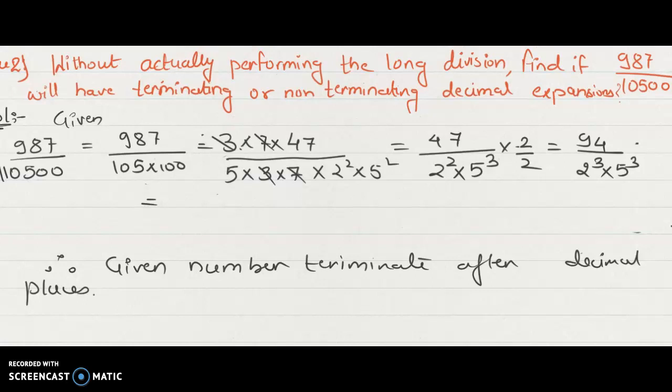Now we get 3 pairs of 2 multiplied by 5, that is 10. 3 pairs of 10 means we have 1 and 3 zeros. So what is the answer? 0.094. So the number will terminate after how many digits? The power of 2 and 5 tells us the number of digits after which the given number terminates, that is 3 digits. Similarly we can solve other problems. If it is not possible to express the fraction in the form of multiples of 2 and 5, then the given number cannot be terminating.